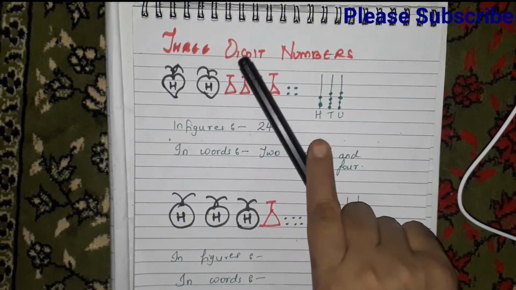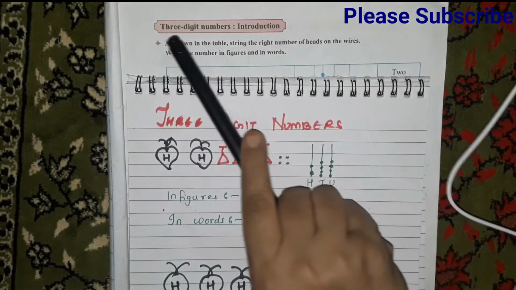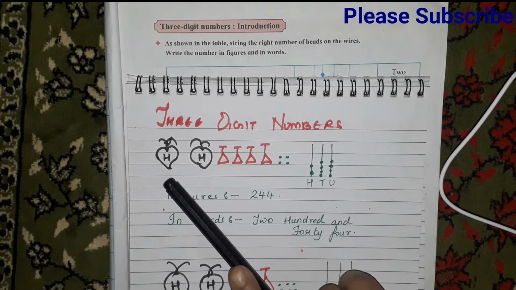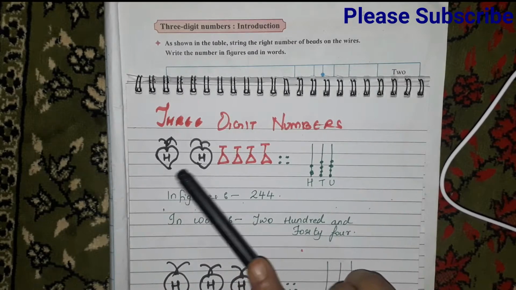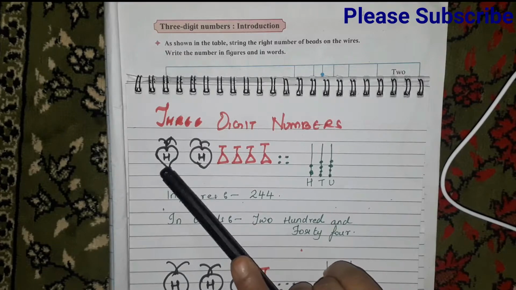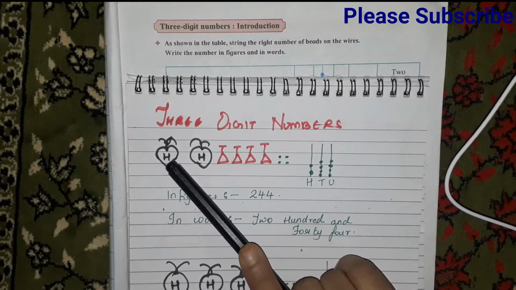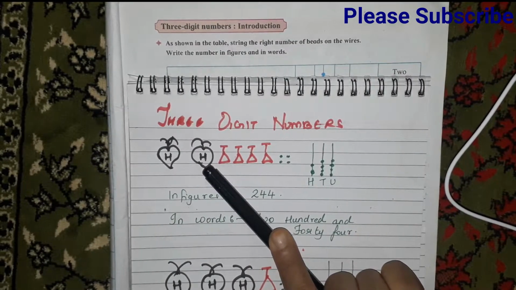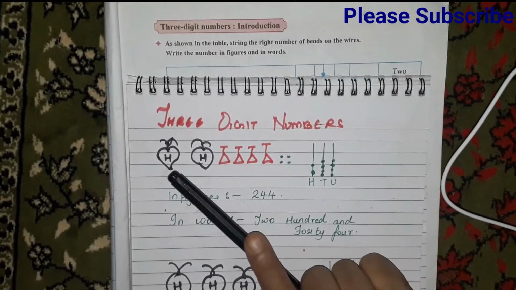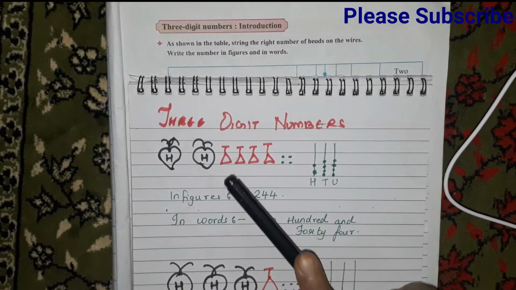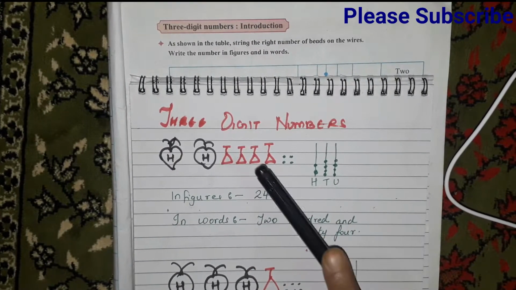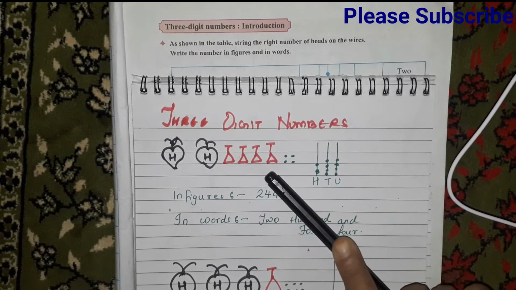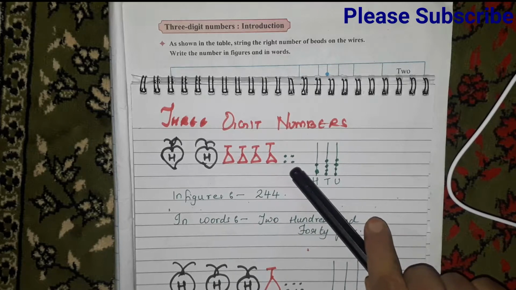Now this 3-digit numbers introduction, you have in your textbook also. So you have to solve these examples. See, here 2 bags of hundreds are given. H stands for 100. One bag has 100 coins, and the second bag has 100 coins. So 2 bags have 200 coins. Then 1 tens, second tens, third tens, and fourth tens. Altogether, how many tens are there? 4 tens are there.